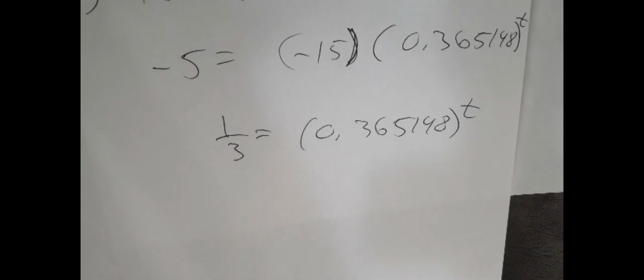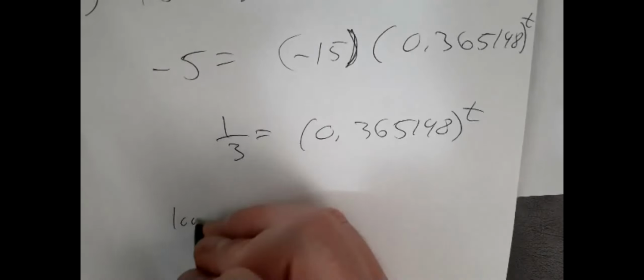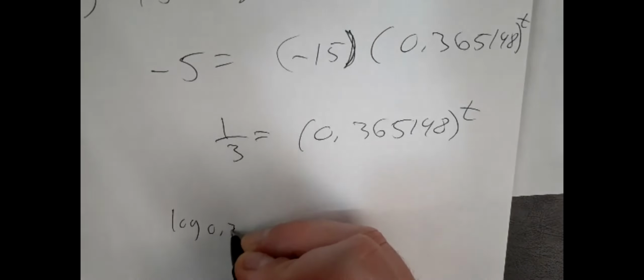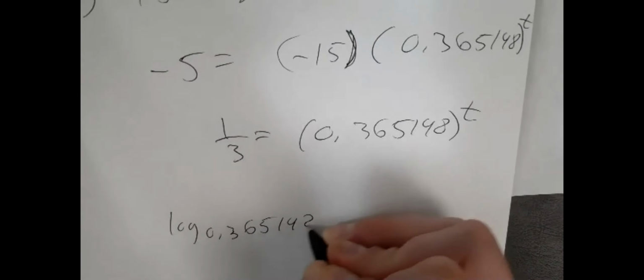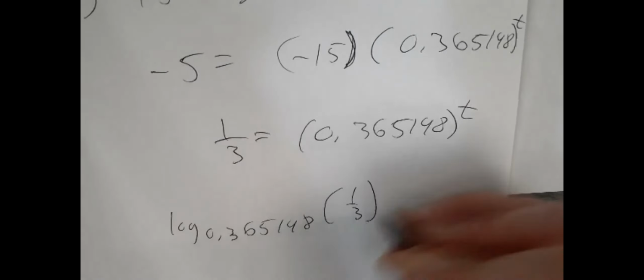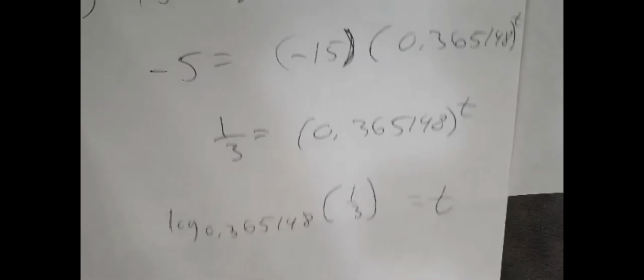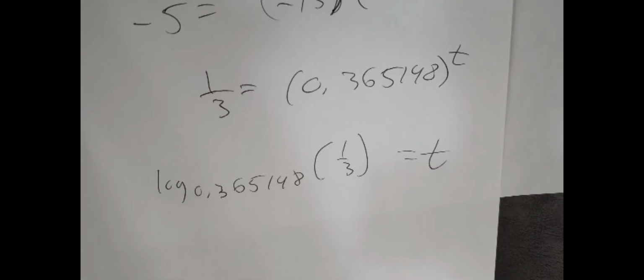I have to take that crazy exponential, so log base of this thing, 0.365148, of 1/3 should be giving me my t. So what is this log? I do log of 1/3, and I divide it by log of 0.365148.